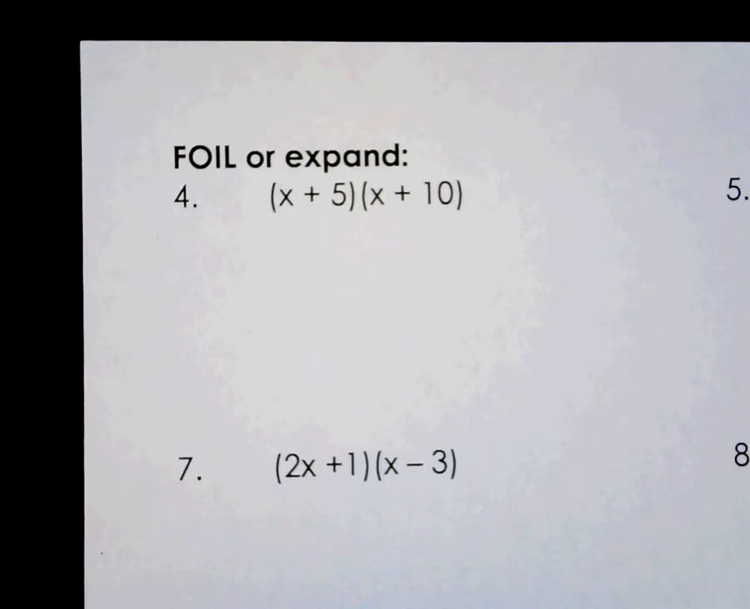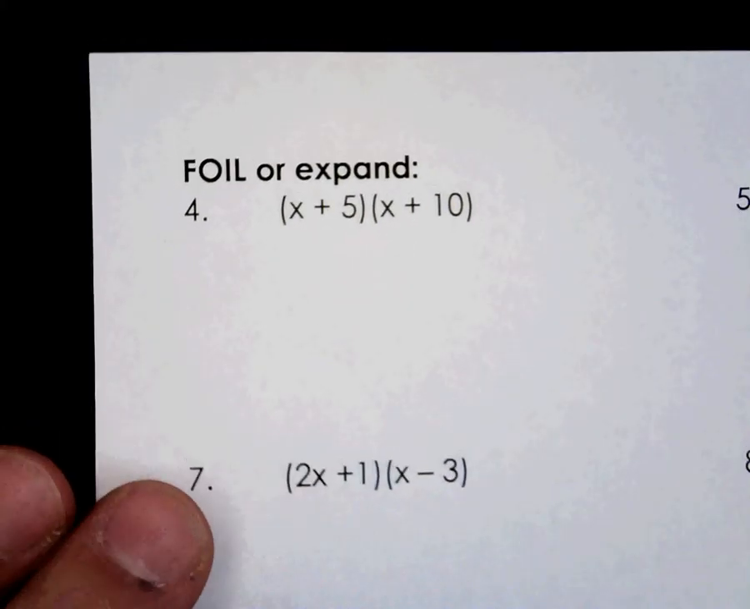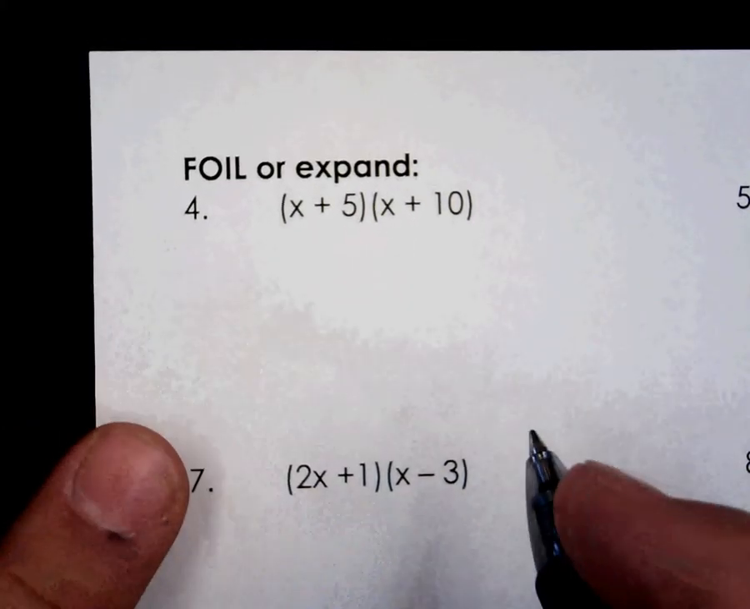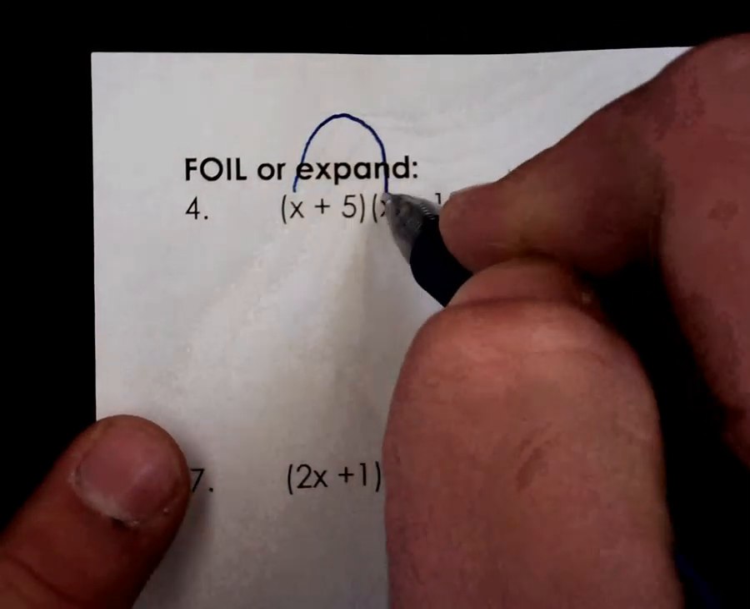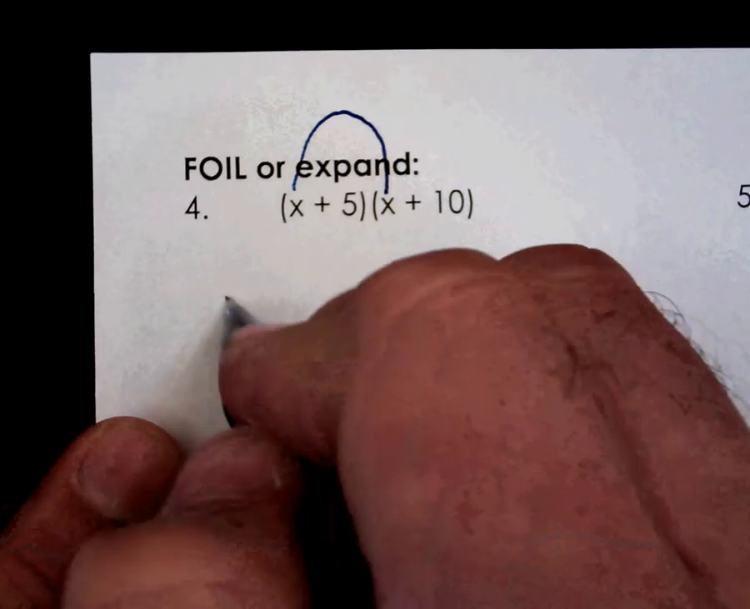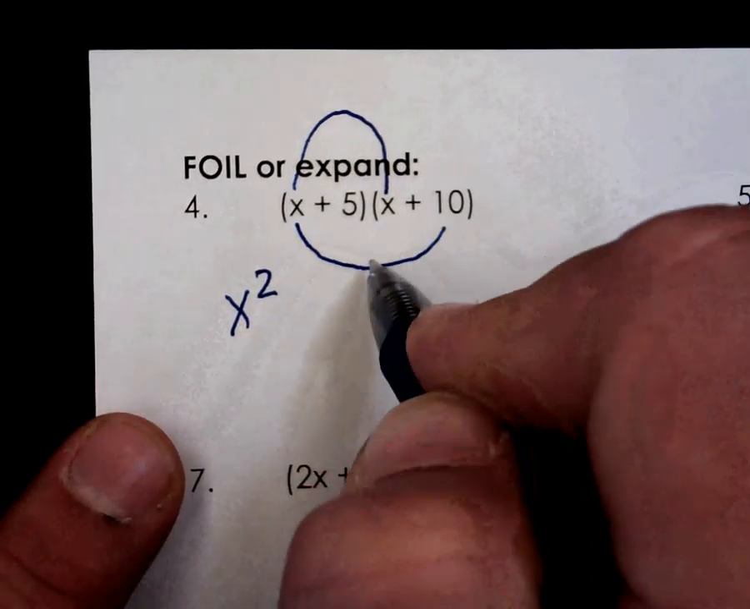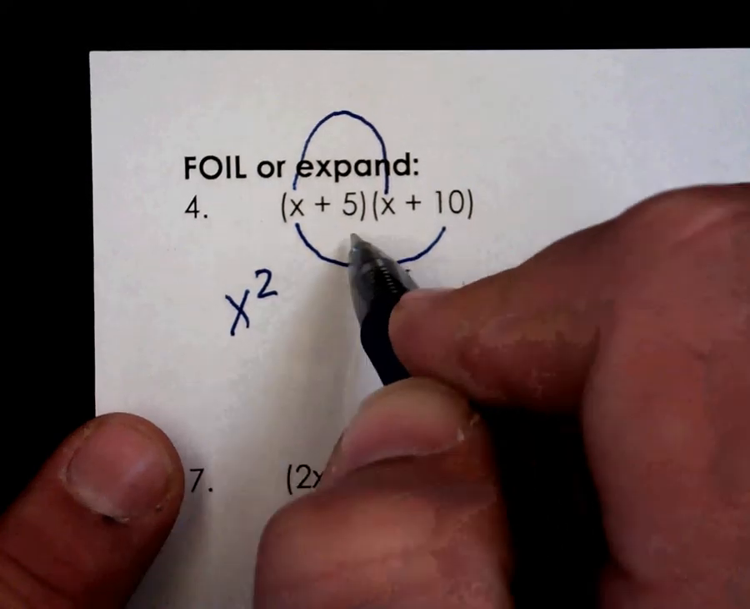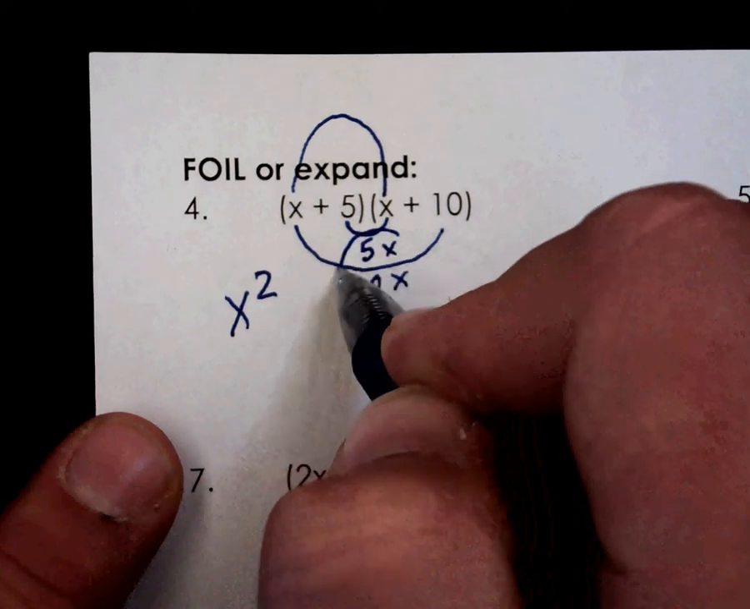Number 4 from the Chapter 4.8 review. We're going to go ahead and FOIL this. And here's how foiling works in case you're not there yet. First times first, x times x is x squared. Outside times outside is 10x. Inside times inside is 5x.